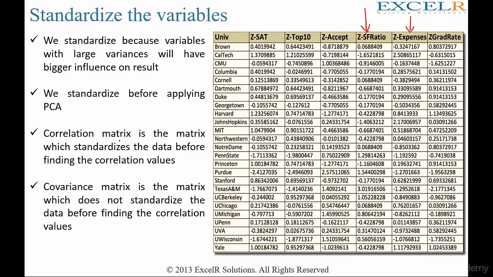Okay, a correlation matrix is a matrix which standardizes the data before finding the correlation values. A covariance matrix is a matrix which does not standardize the data before finding the correlation values. This is the difference between a correlation matrix and a covariance matrix.